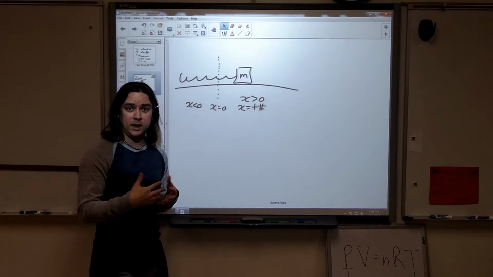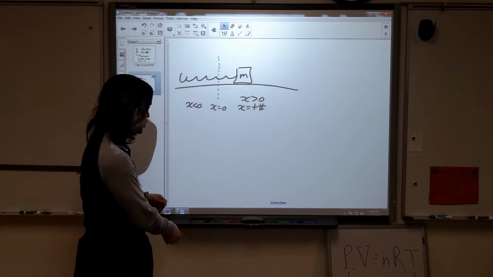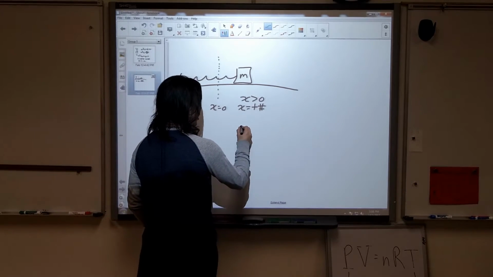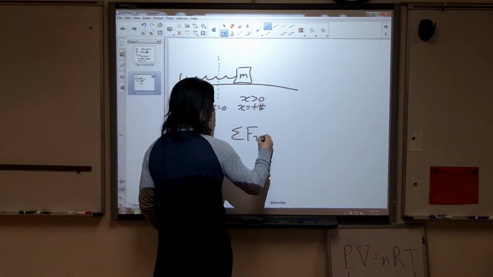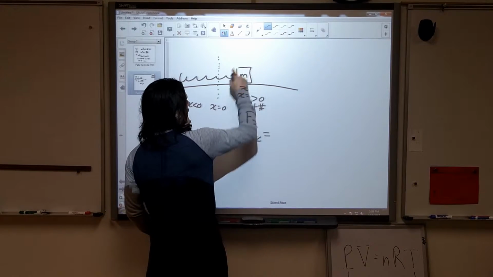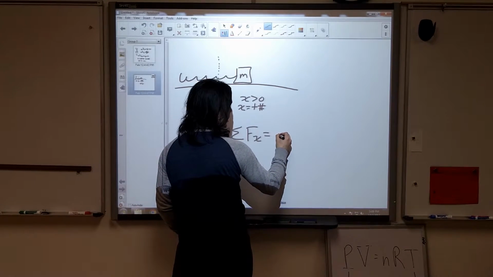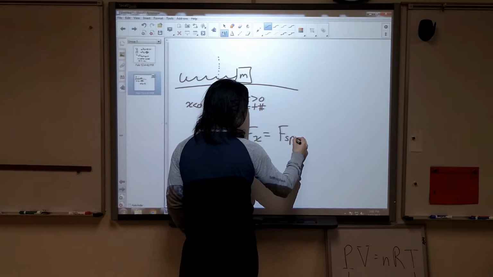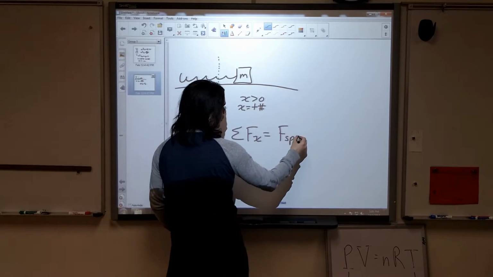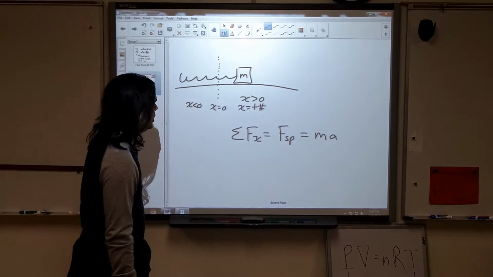However, let's do the main thing that we would normally do while trying to solve a system in which things are changing how they move. We're going to turn to Newton's second law. Specifically, we're going to look at the sum of forces in the x. For this object, the sum of forces in the x direction is just the spring force, since that is my only force. I'm going to set that equal to my mass times my acceleration.